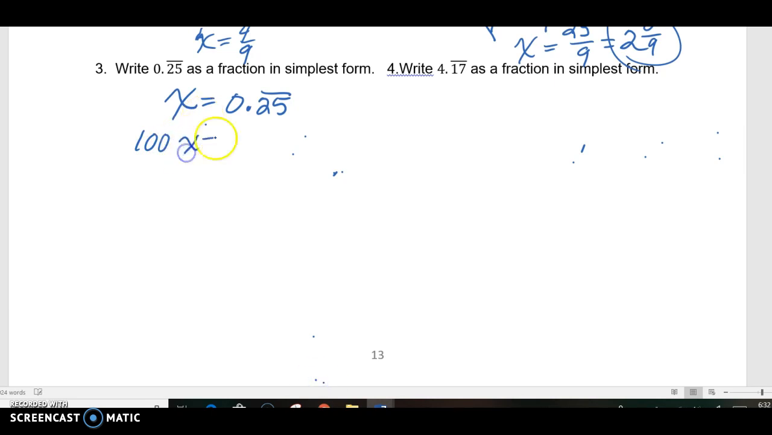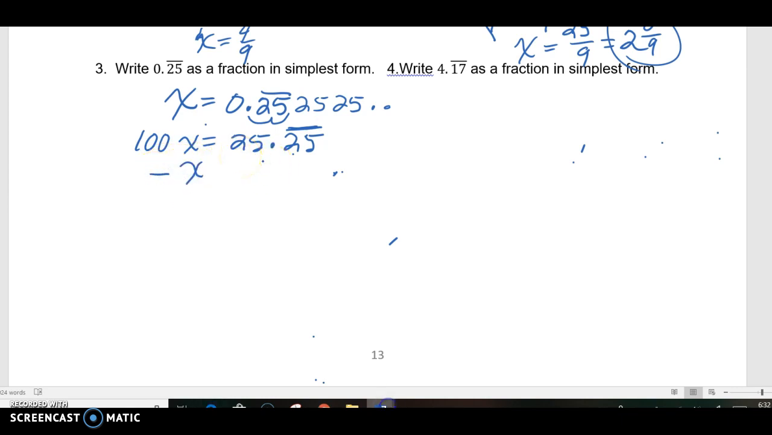So when you multiply by 100, remember that actually moves your decimal point 2 places. So it's going to be 25. And then remember, if it's 0.25 repeating, it's 25, 25, 25, on and on and on. So we have 25.25 with the 25 repeating still. Okay, from that, we're going to subtract the original.